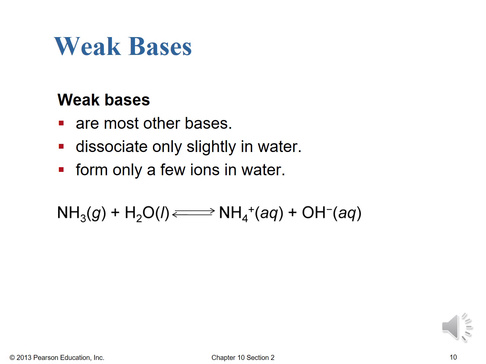So any other base would be a weak base, and they dissociate only slightly in water, form just a few ions, so this is a weak electrolyte and a weak base. And we see here ammonia mostly stays as molecular ammonia in water, but some of it will go on to form ammonium ion and hydroxide ion in an equilibrium type reversible reaction, as we see here on the slide.